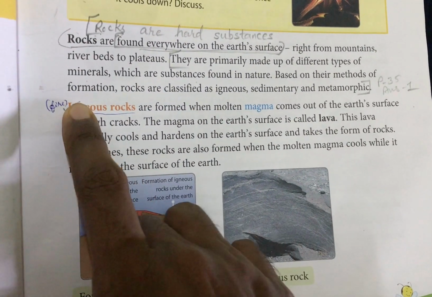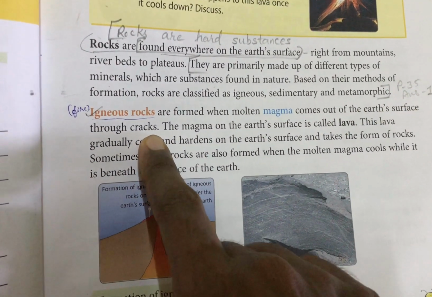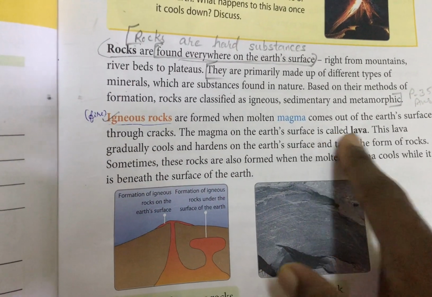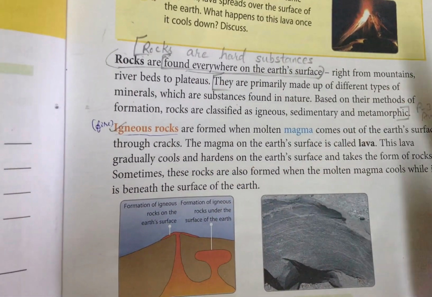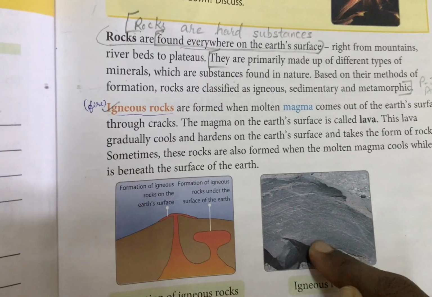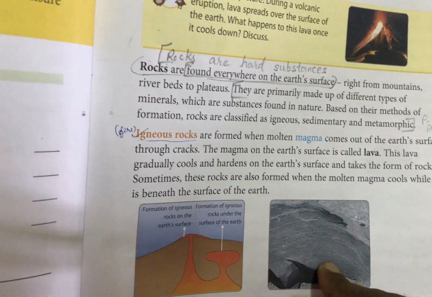Igneous rocks are formed when molten magma comes out of Earth's surface through cracks. The magma on the Earth's surface is called lava. This lava gradually cools and hardens on Earth's surface and takes the form of rocks. This is known as igneous rocks.